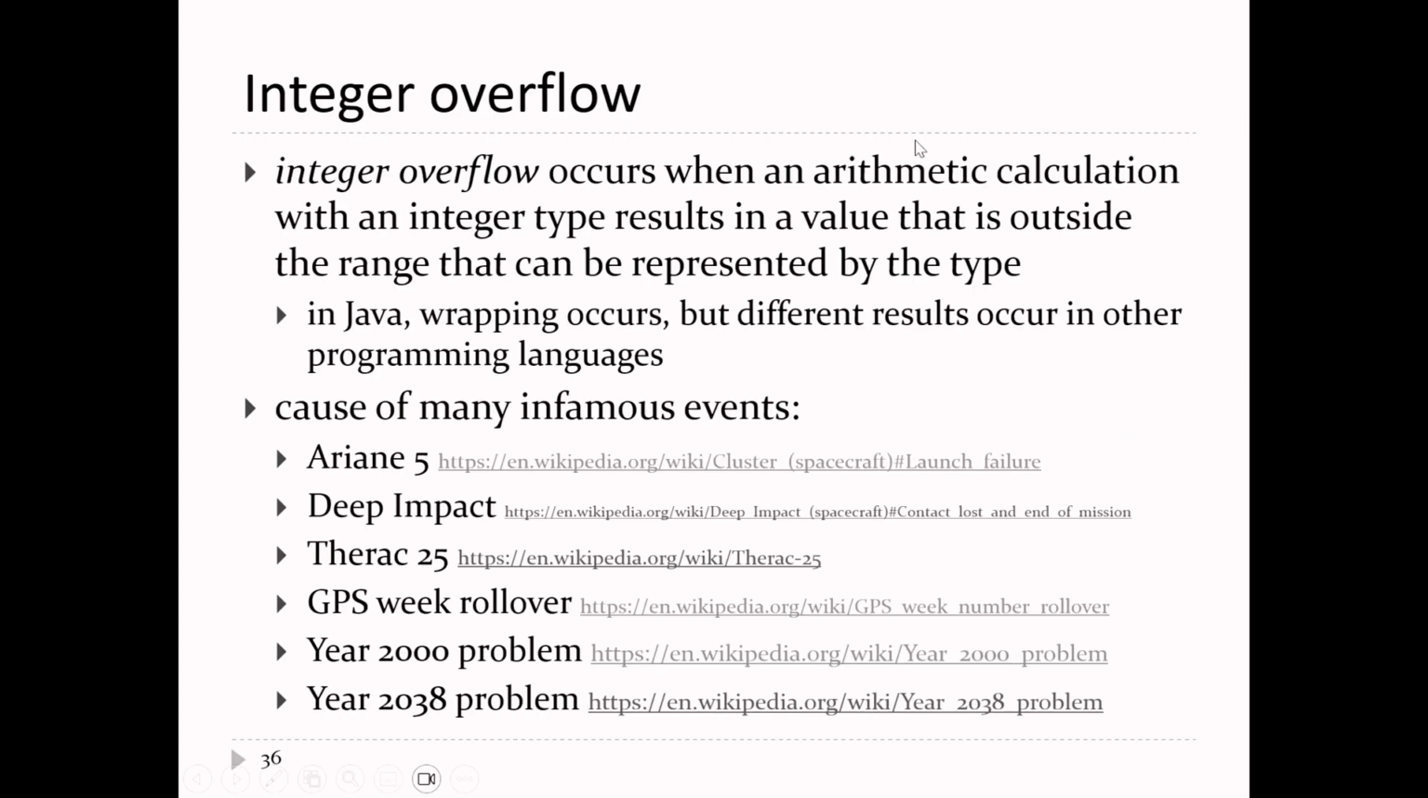So this thing here is called integer overflow. I don't know if they teach you that. Do they teach you this in your previous courses? No? This is called integer overflow. This is the way it works in all the C-like languages. Integer overflow occurs when an arithmetic calculation with an integer type results in a value that is outside the range that can be represented by that type.